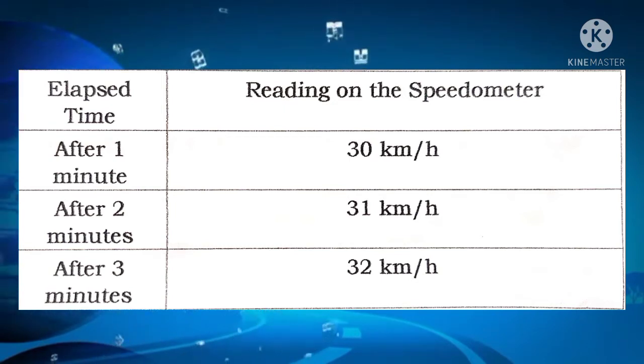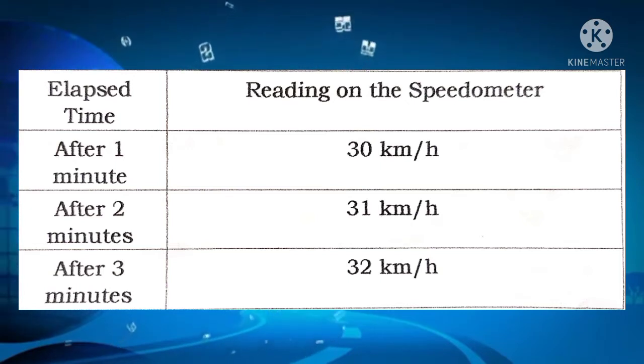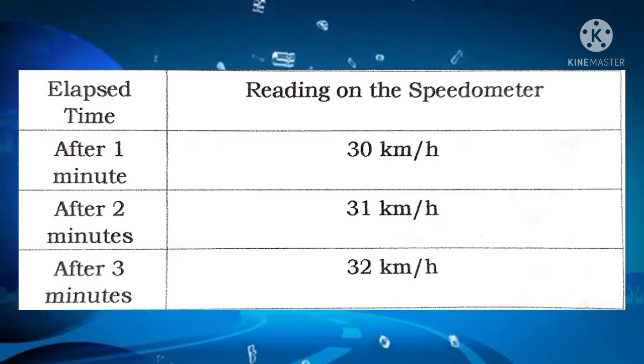What can you say about the readings on the speedometer during each minute? What can you infer from the data in the table? This means that the vehicle speeds up. Every minute, there is a 1 kilometer per hour increase on the speed of the vehicle. The increase for every minute is constant. Therefore, we can say that the vehicle has uniform acceleration.